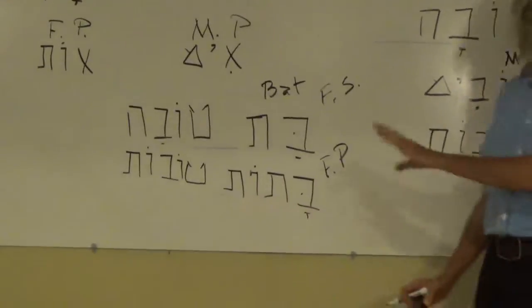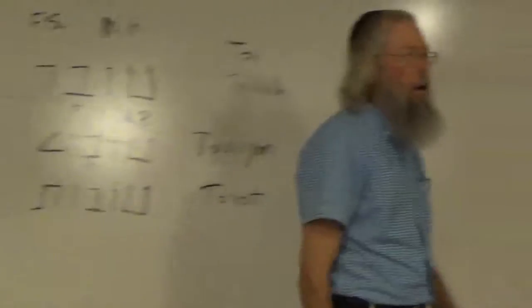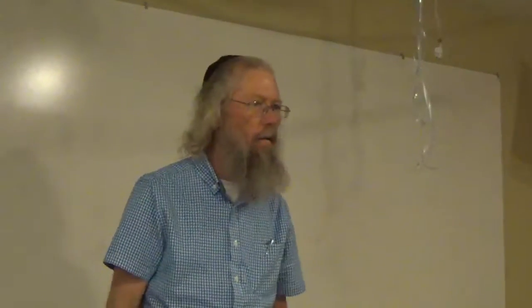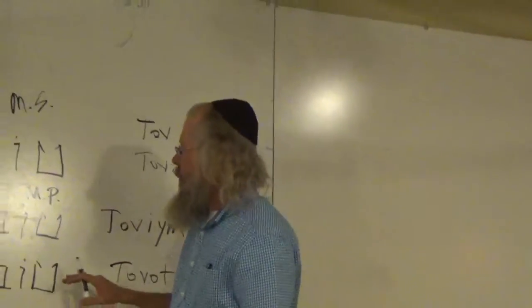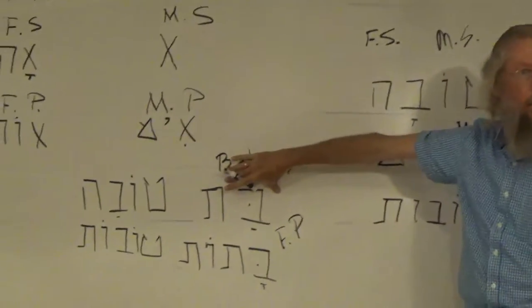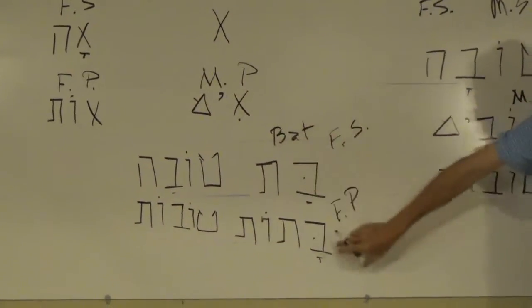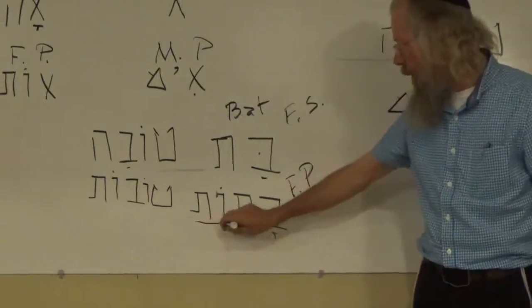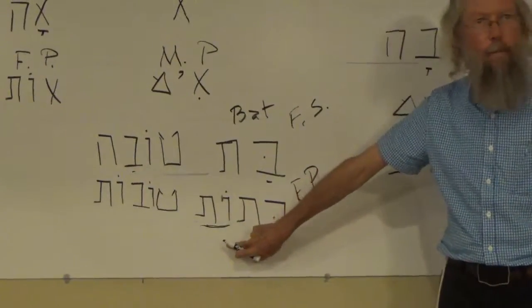So these changes at the end are called inflection. So everybody say inflection. Inflection. So you have the original word, bat, right? Now I changed it to batot to make it plural. So this is the plurality here, that's the inflection.